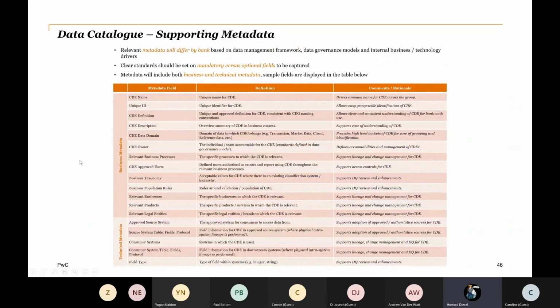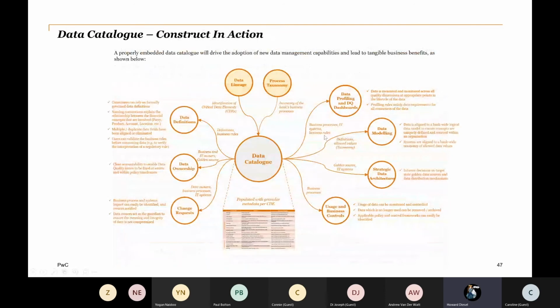And then here is just some supporting data in terms of what we should be looking at. What is the definition of the element? What is the domain? What is the owner? What are the related relevant business processes, business taxonomy, population rules, products and legal entities? So you can see with BCBS 239, these guys have been collecting all of this metadata already, and now they need to go to another level to ensure that the same thing applies to the POPIA compliance. And I really like this picture of saying a data catalog is made up of elements of the data lineage.